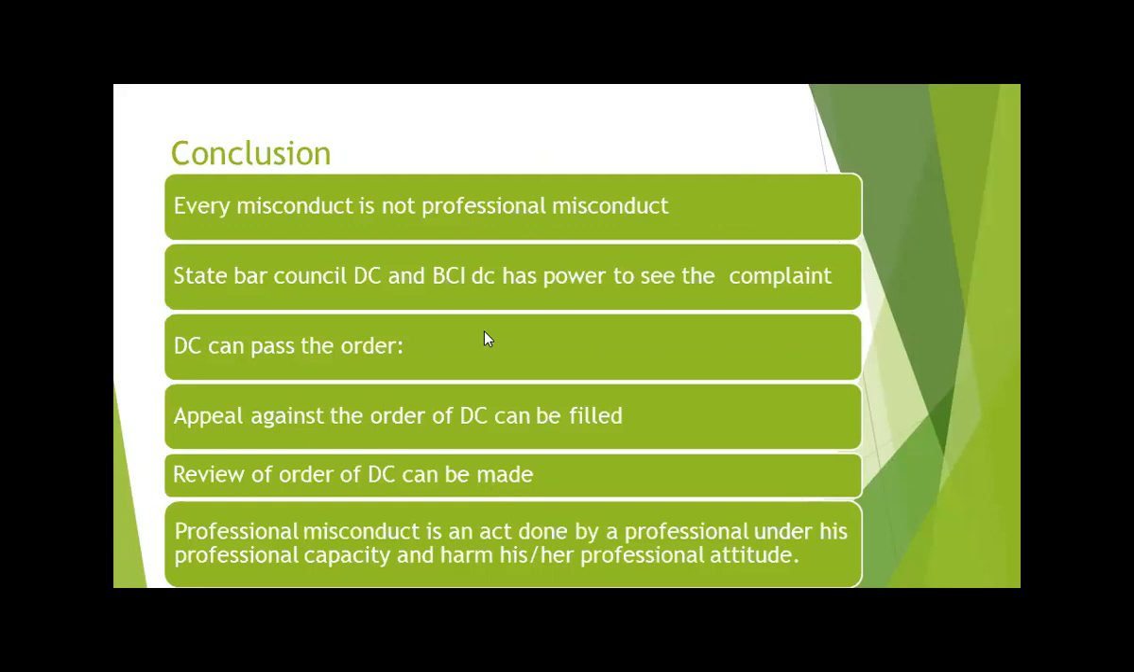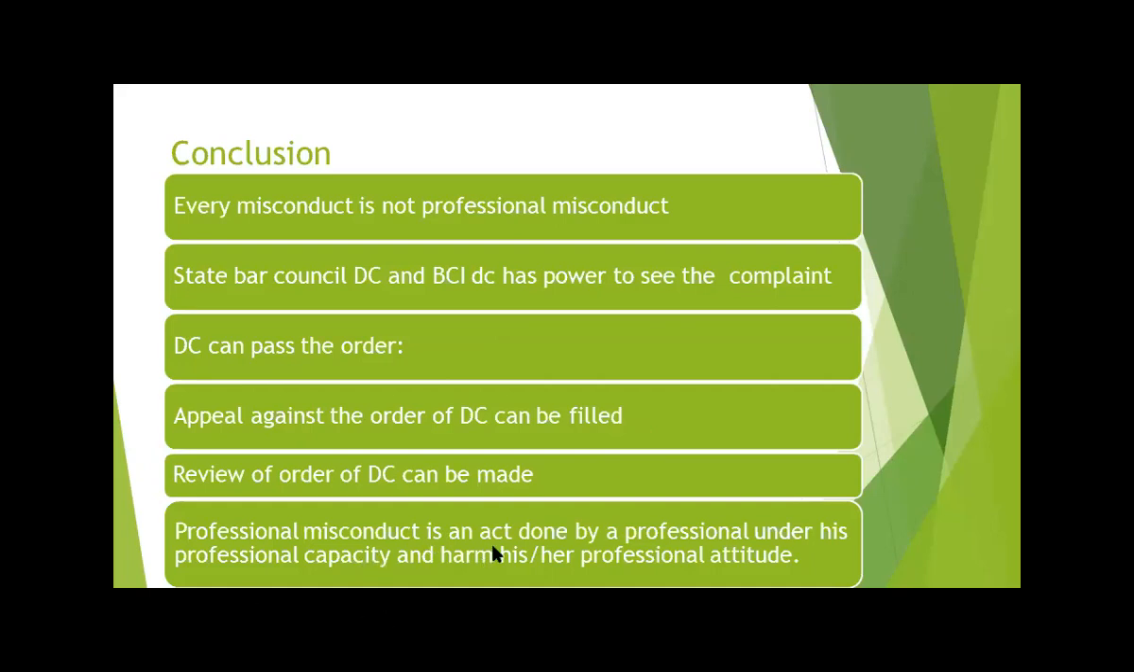The next one is that the State Bar Council Disciplinary Committee and the Bar Council of India Disciplinary Committee have the same power to hear complaints in their own jurisdiction. The Disciplinary Committee can pass orders. The first one is the rejection or dismissal of the application. It can suspend the person, it can reprimand the person, and the last one is it can even remove the name of the person from the state roll. An appeal against the order of the disciplinary committee can be filed; there can be review, there can be appeal to the BCI disciplinary committee, and appeal to the Supreme Court.